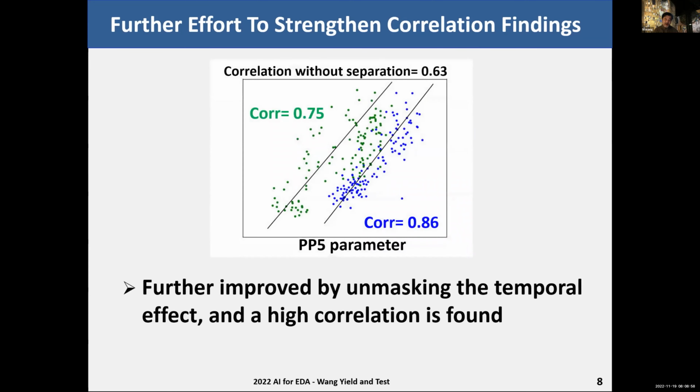One way to pursue this improvement is to explore the so-called temporal effect. For example, you can see here, if we could unmask the temporal effect, we could find better results. In other words, there are two correlation trends showing here, and they have a shift because of the process variation from wafer to wafer.